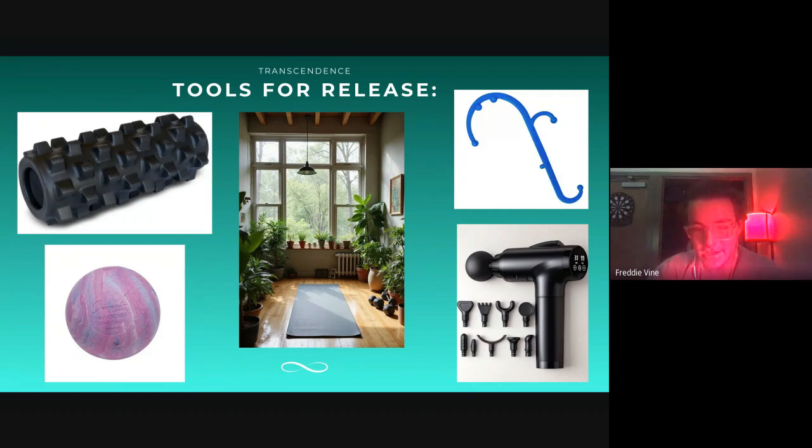So this is a really good tool for the upper back and neck as well, because you can hook it on and move a little bit and position it so that it's right on the knots, and you can release them that way. So it's really useful.